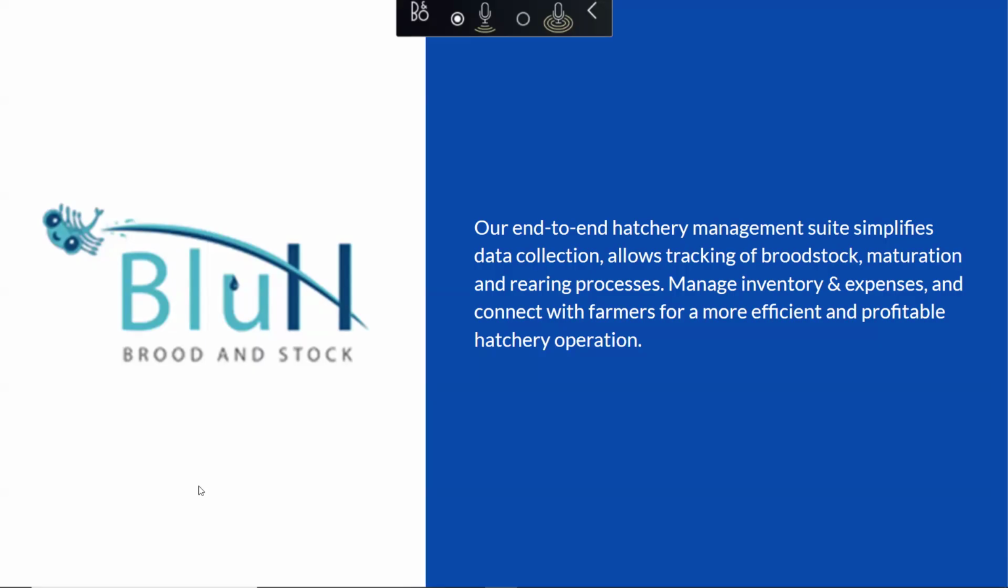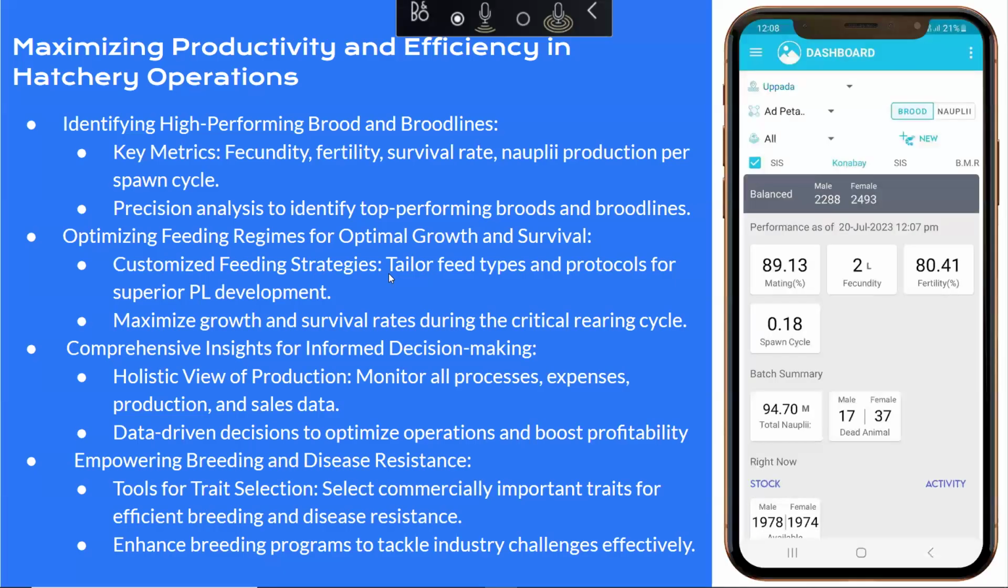So what Blue Hatch does is, from stock to sale, we capture everything, and it allows the hatcheries to track and analyze the data efficiently, analyze their expenses, and plan. They can do production planning also more accurately. This is a typical dashboard of our Blue Hatch application.